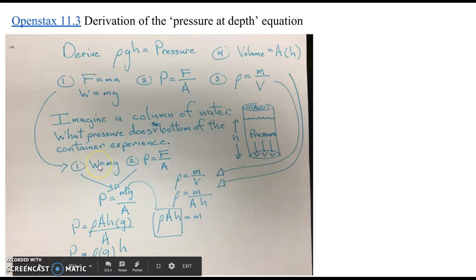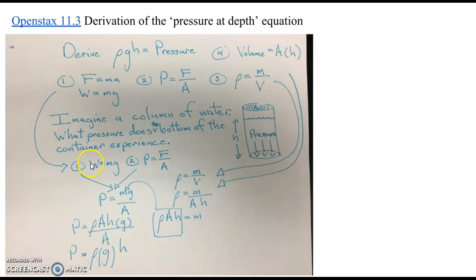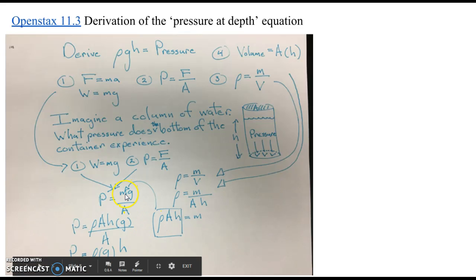Now we're going to squish equations 1 and 2 together. So this is the weight of the water column above it. It's just the mass of the water column multiplied by acceleration due to gravity, and the definition of pressure. So you substitute in the weight for force, mass multiplied by the acceleration due to gravity, and then we're dividing by the cross-sectional area. But this mass right here is the same as this mass over here.